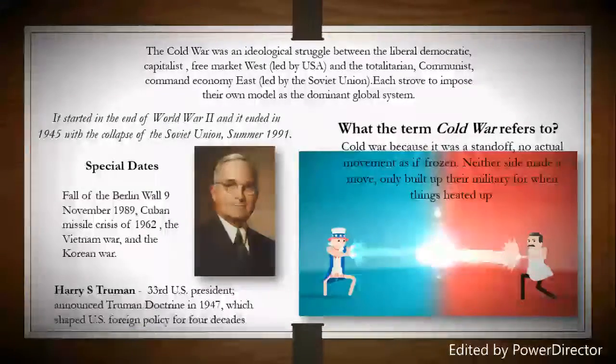Harry Truman was the 33rd U.S. president. He announced the Truman Doctrine in 1947, which shaped USA foreign policy for 4 decades. We also need to remember that he is responsible for the Nagasaki and Hiroshima nuclear attacks.